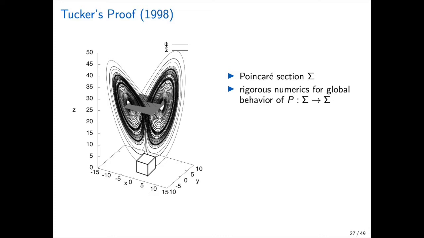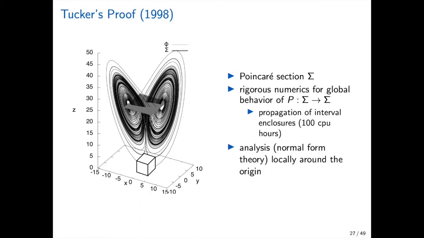How does he do it? He encloses the intersection of the attractor with the Poincaré section by a grid of intervals and then computes numerical bounds on how the intervals are propagated by the flow and how they return to sigma, to the Poincaré section, in the end.